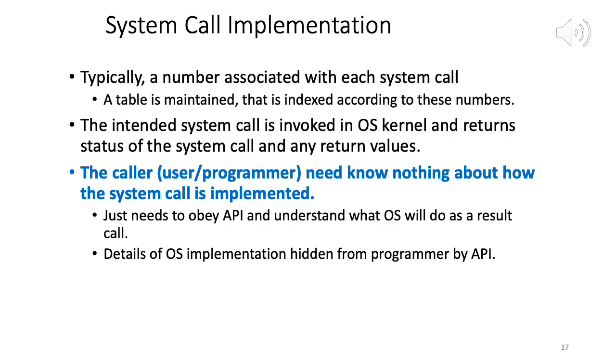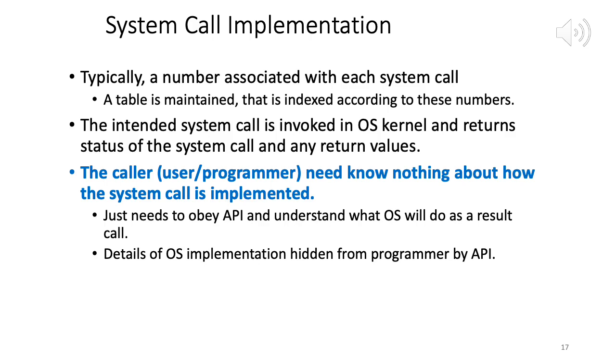Okay, now I am on slide 17, system call implementation. So now we'll discuss how exactly the system calls are implemented. Some bookkeeping: typically a number is associated with each system call, and we have a table of system calls which are indexed according to those numbers. For number 1, this is a system call. For number 2, this is a system call, and so on. So we have this kind of data structure.